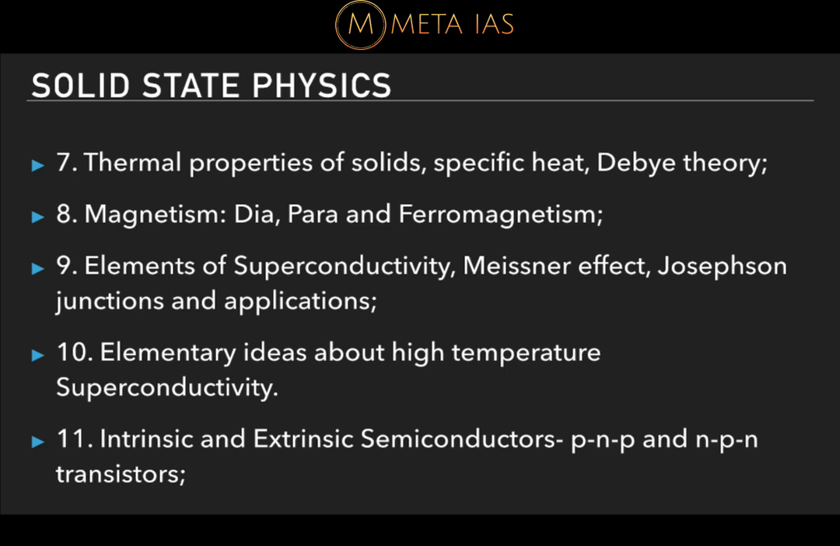Basically, superconductivity is observed at very low temperatures such as 4 Kelvin, which is very close to 0 Kelvin, the absolute zero. So our effort is to increase the temperature at which we can observe superconductivity. Intrinsic and extrinsic semiconductors, PNP, NPN transistors.